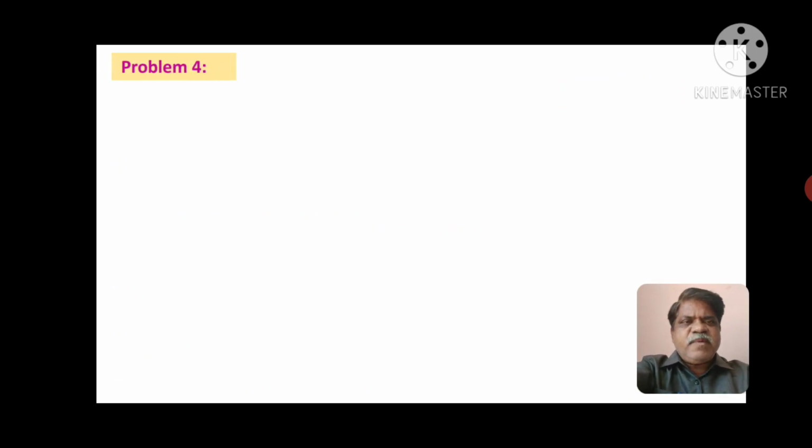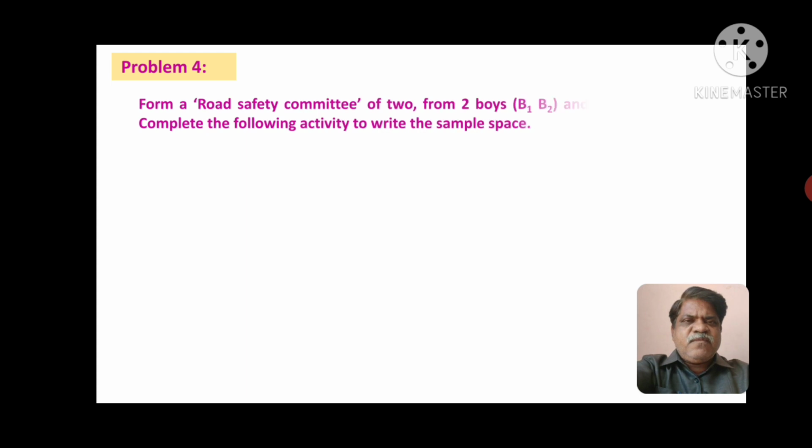Friends, let us take problem number 4 now. Form a road safety committee of 2 boys, that may be B1 and B2, and 2 girls, that is G1 and G2. Complete the following activity to write the sample space.